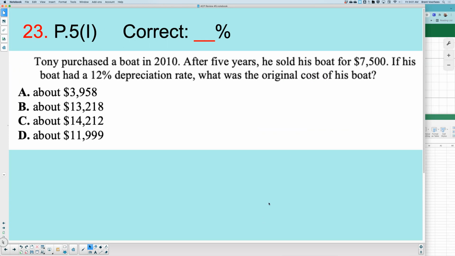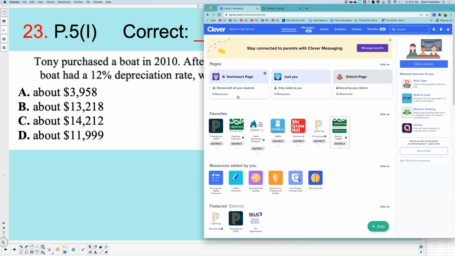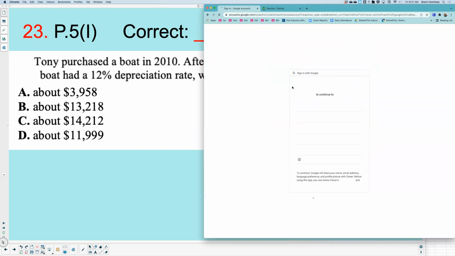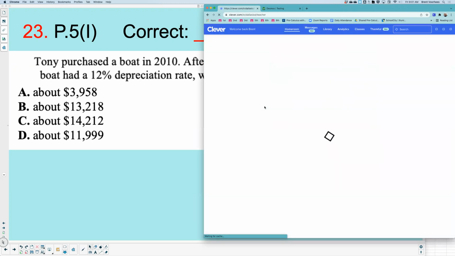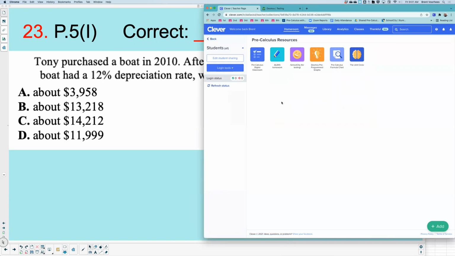I hear use the formula chart. That's correct. Let's use our formula chart. I'm going to open up one here on mine. I've shared this within a digital classroom. I've also put it on my page in Clever, and that's the quickest way for me. So I'm just going to pull it up from here.